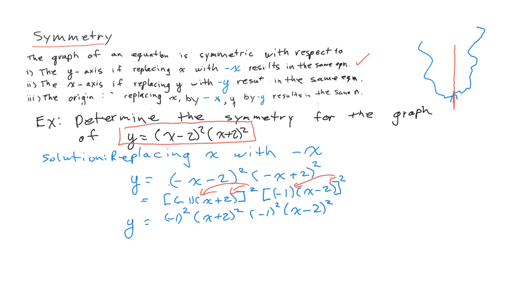So negative 1 squared is just 1, so that's gone. Negative 1 squared again in the second bit here also is 1. So both of these turn into 1. So we end up with y is equal to (x plus 2) squared times (x minus 2) squared. Now we can just rearrange these two because 3 times 2 is the same as 2 times 3. So we can just rearrange it to be the following final answer. So based on that final answer, we should say the following.